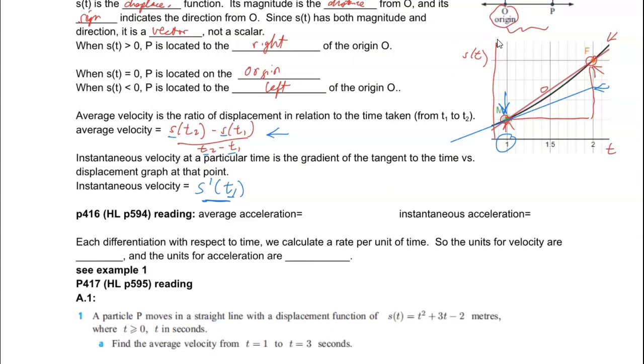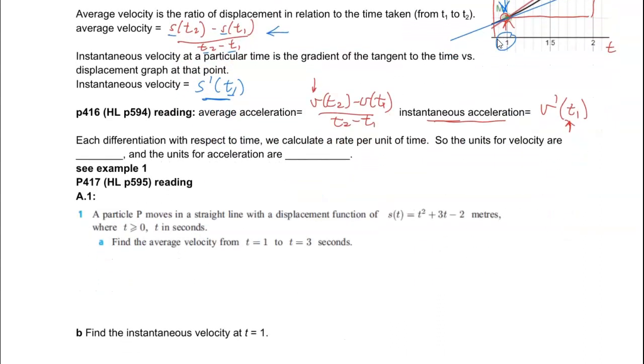Average acceleration is similar to average velocity. The only difference is where velocity is the change in displacement divided by time, the acceleration is the change in velocity divided by time. So we're just going to have v of t2 minus v of t1 divided by t2 minus t1 for the average acceleration. And for instantaneous acceleration, we're going to have, again, a derivative, but this time the derivative is going to be for the velocity quantity. So the derivative of the velocity with, for example, time t1 plugged in would be the instantaneous acceleration at time t1. Okay. Each differentiation with respect to time, we calculate a rate per unit of time.